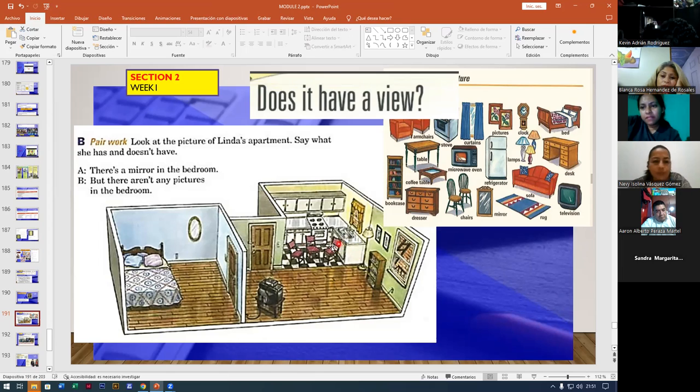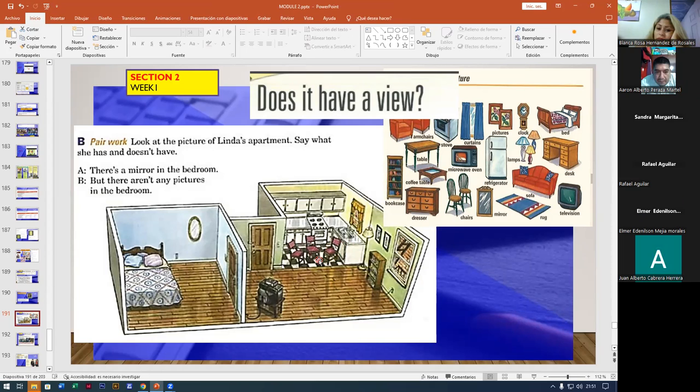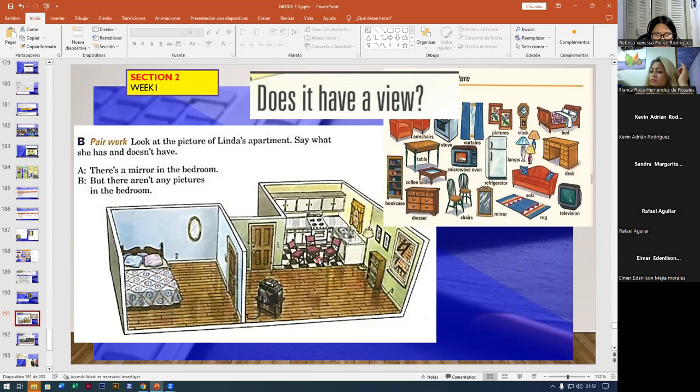Tell me one thing that you can see. There is a window, for example. What else? There is a curtain. There is a curtain, correct. What else? There isn't a table. There isn't a table, or there is no table. Very good. The two manners are correct. There are chairs. That's good. How many chairs are there? Three. Three chairs. Very good.